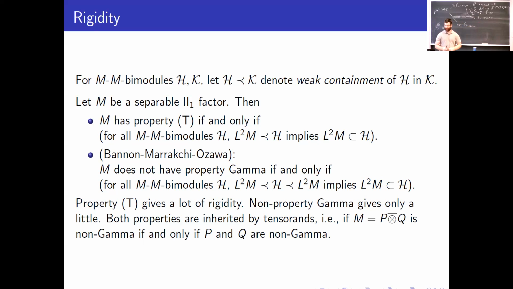And both these properties are actually related, at least very slightly, to primeness because they are inherited by tensor factors. So if you have a tensor product, the tensor product has T or is non-gamma if and only if the two tensor factors are, and vice versa.